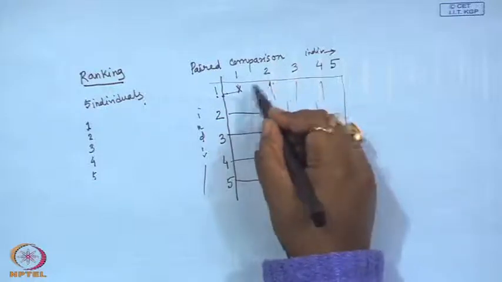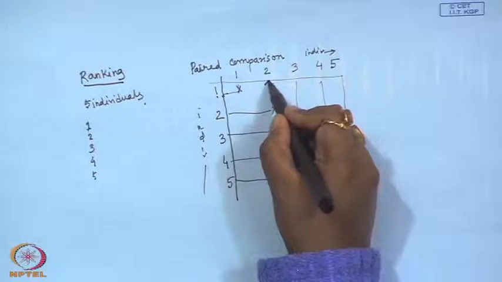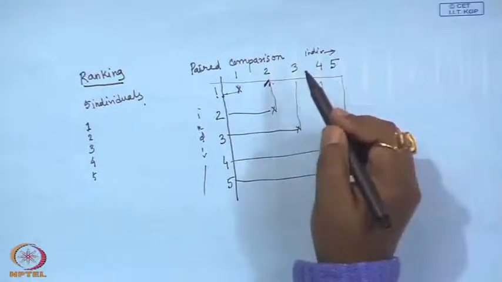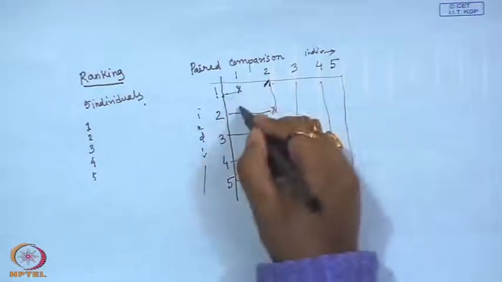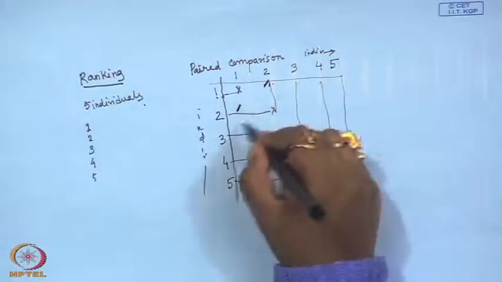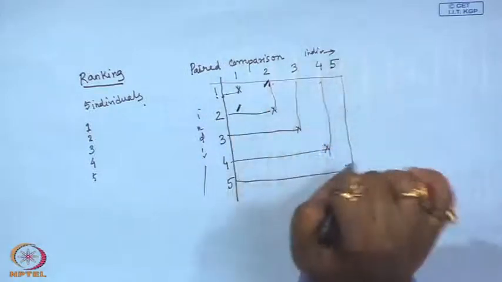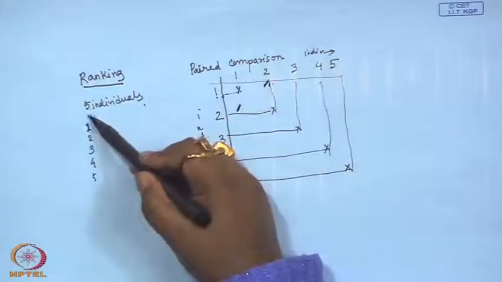or 1 is chosen as the better performer when we are comparing 1 with 2. So, if some people tell us okay, 2 is a better performer than 1, we will put a slash over here, but if somebody tells us no, 1 is better than 2, we will put a tick over here.